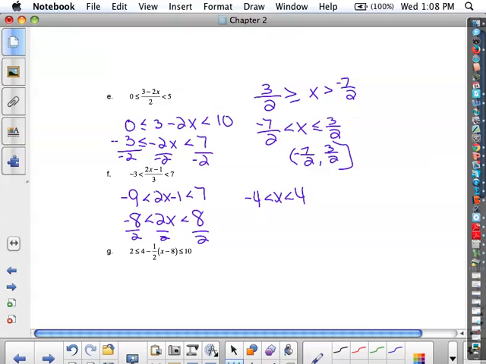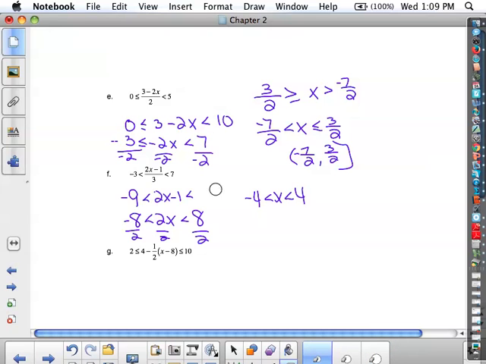So my region for this one will be 4, 2, 4. Oh, I think by 3, I think I made a mistake on this one. Holy cow. It's lunchtime and I'm tired.